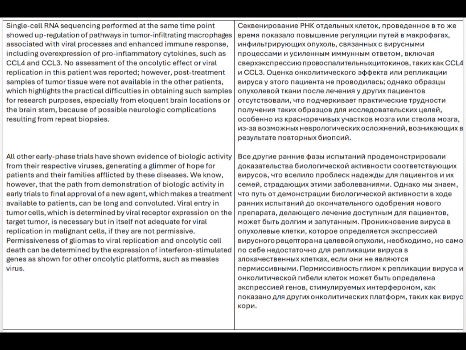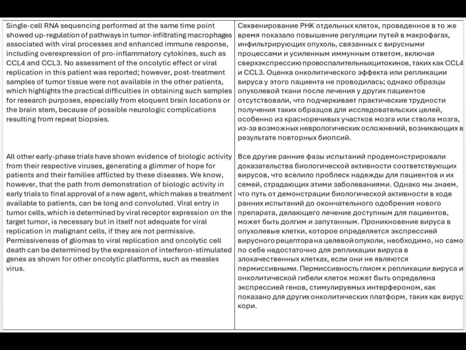We know, however, that the path from demonstration of biologic activity in early trials to final approval of a new agent, which makes a treatment available to patients, can be long and convoluted. Viral entry in tumor cells, which is determined by viral receptor expression on the target tumor, is necessary, but in itself not adequate for viral replication in malignant cells, if they are not permissive.